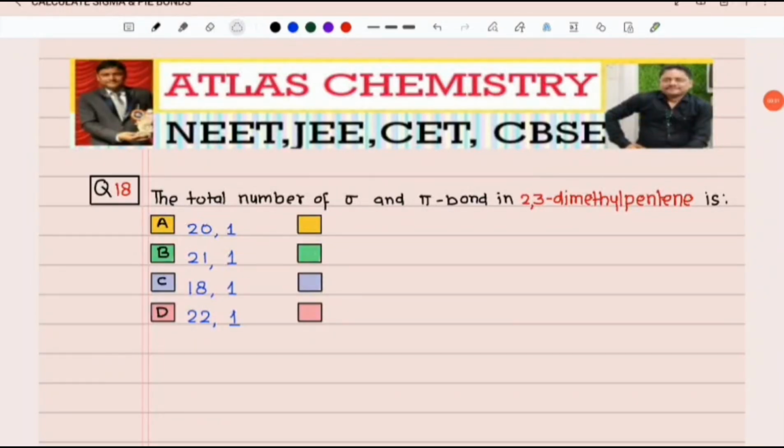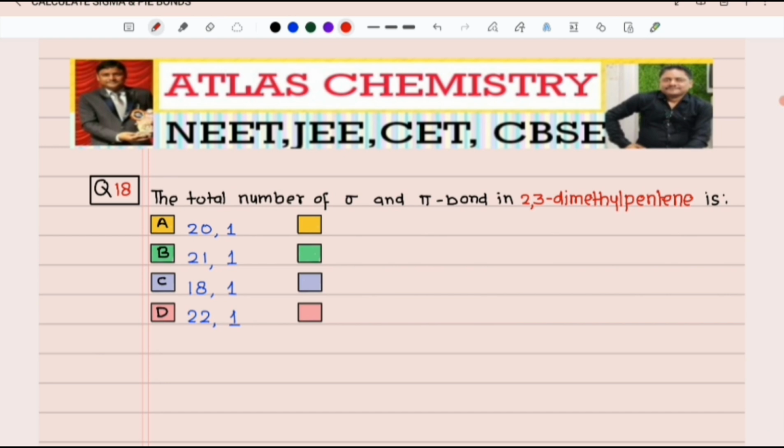18 says that the total number of sigma bond and pi bond in 2, 3 dimethyl pentene is. So the options given are 20 sigma and 1 pi bond, 21 sigma and 1 pi bond, 18 sigma 1 pi bond and 22 sigma and 1 pi bond. So we have to find the total number of pi bonds and sigma bonds.